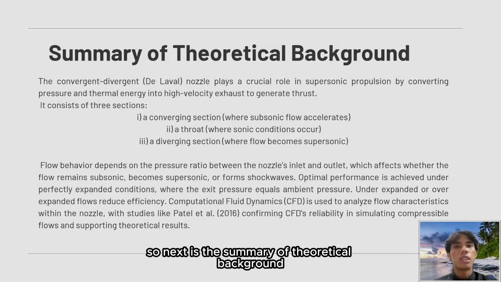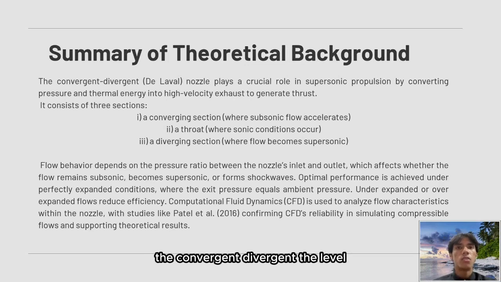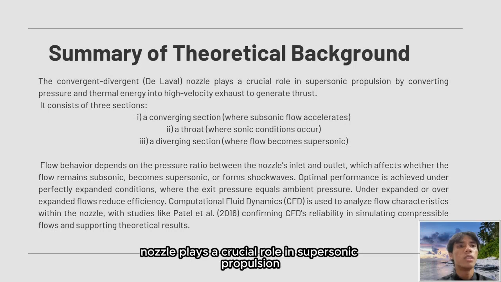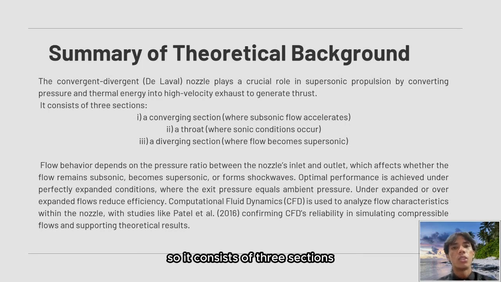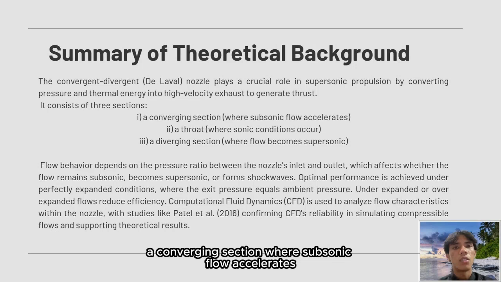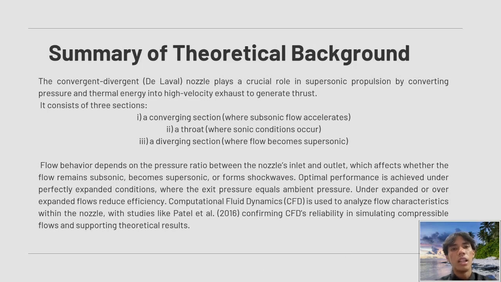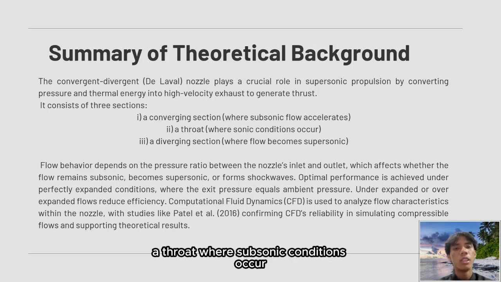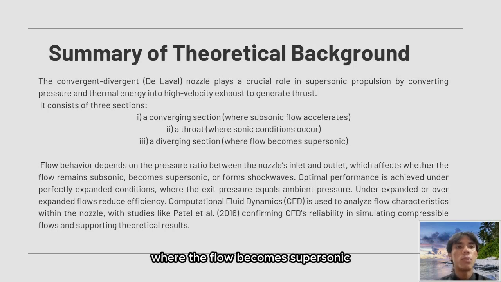Next is the summary of the theoretical background. The convergent-divergent de Laval nozzle plays a crucial role in supersonic propulsion by converting pressure and thermal energy into high velocity exhaust to generate thrust. It consists of three sections: a converging section where subsonic flow accelerates, a throat where sonic conditions occur, and a diverging section where flow becomes supersonic.